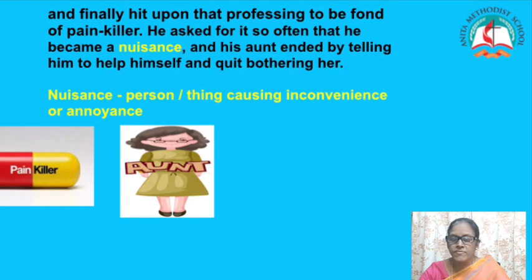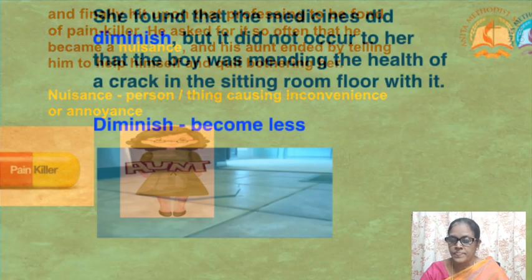He became very fed up and he wanted to get relief from all this, and he tried various plans. And finally, he hit upon professing to be fond of painkiller. And this boy started to become addicted to this, and he asked Auntie to give it very often, which she thought was a real nuisance, and asked the boy to help himself. So what is nuisance? Thing causing inconvenience or annoyance.